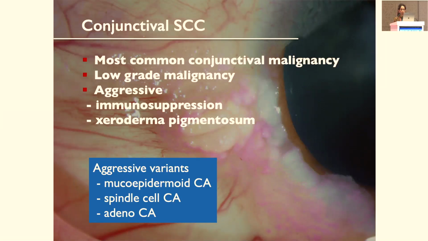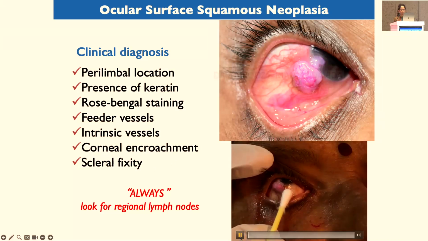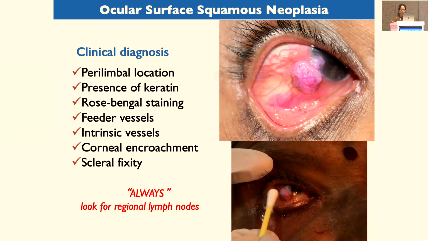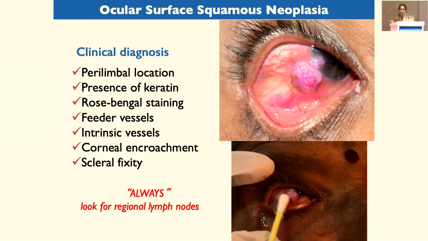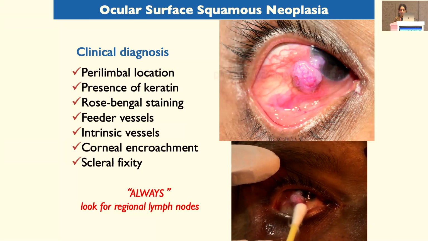SCC is important because it's the most common conjunctival malignancy, and aggressive variants like mucoepidermoid, spindle cell, and adenocarcinoma are present. Clinical diagnosis is by perilimbal location, keratin, rose Bengal staining, feeder vessels, intrinsic vessels, corneal encroachment, and scleral fixity. Scleral fixity, of course, you can do with AS-OCT, but in the presence of keratin, it's very difficult because there will be a lot of backscattering. So this is a very simple test using a cotton bud, whether it is fixed or not.